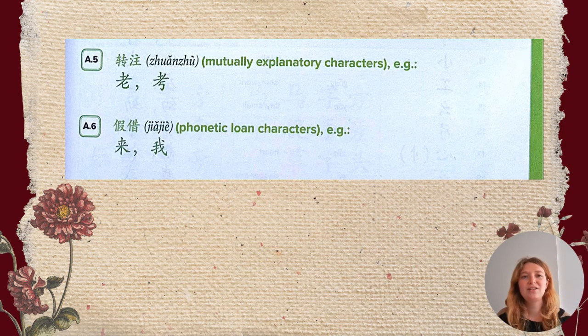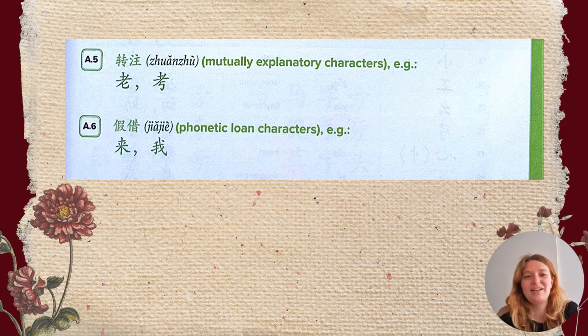Moving on to the last two. These are the two that are a little bit more abstract. So 转句, mutually explanatory characters. And all that means is that this character is like a character on its own, pretty much. It doesn't look like anything. It doesn't represent an idea. It's just there to show you the sound.